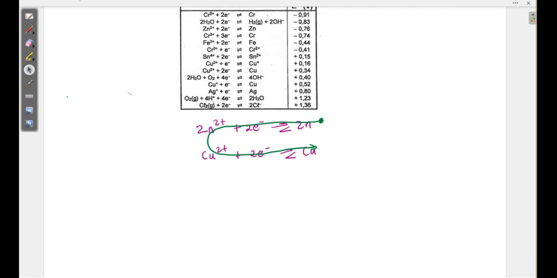Right. So now what happens there? I need you to know that on top, it's always the one on top. Since we're talking about galvanic cells, the one on top is always oxidation, and then the one on the bottom is always reduction.